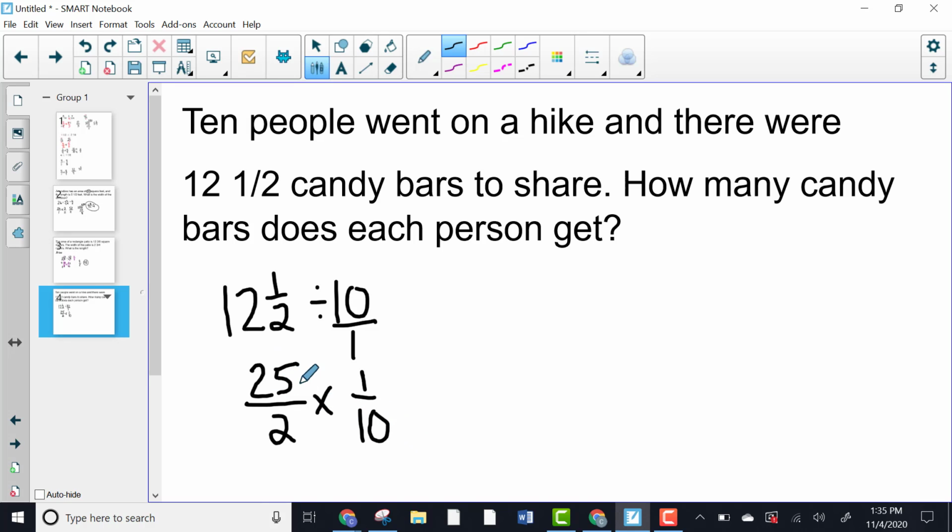So again, we're going to cross simplify here. I think about what two numbers can go into 10 and 25. I know 5 can, so I divide both of these numbers by 5. 10 divided by 5 gives me 2. 25 divided by 5 gives me 5. Now we have much smaller numbers to work with. 5 times 1 is 5. 2 times 2 is 4. 5/4, which needs to be converted to a mixed number, 1 and 1/4. So how many candy bars does each person get? Each person gets 1 and 1/4 candy bars.